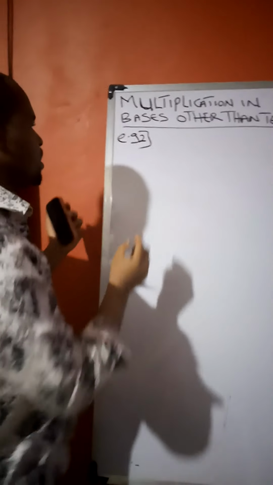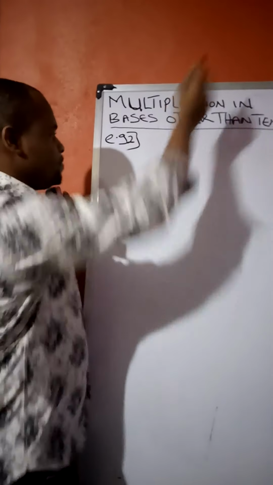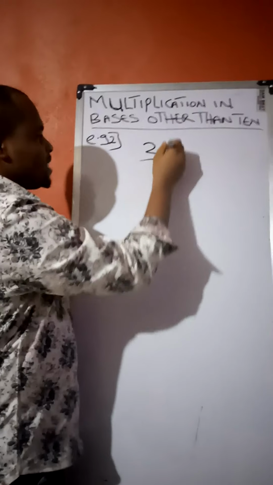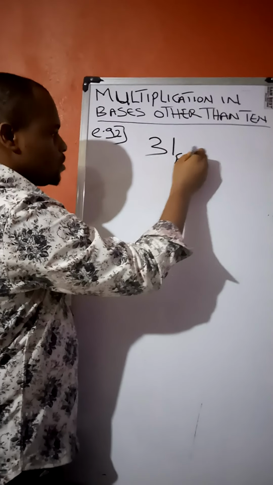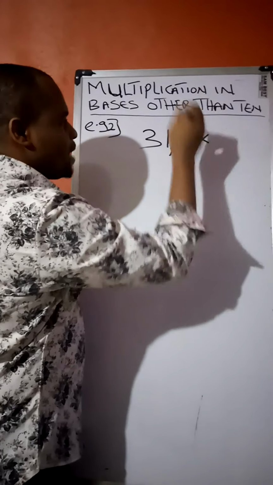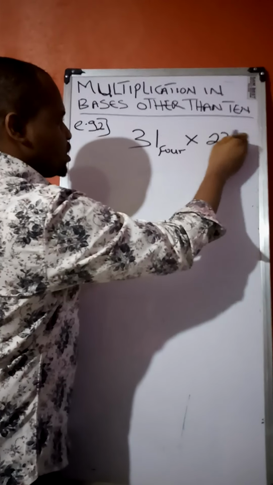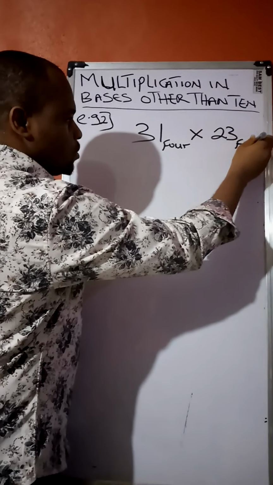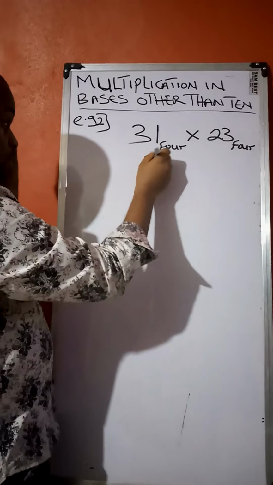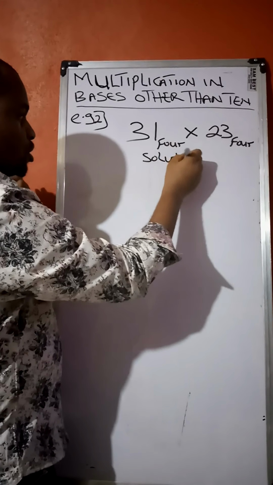Example 2. Let's work in base 4 this time. Let's say we are given 31 in base 4 multiplied by 23 in base 4. Solution.